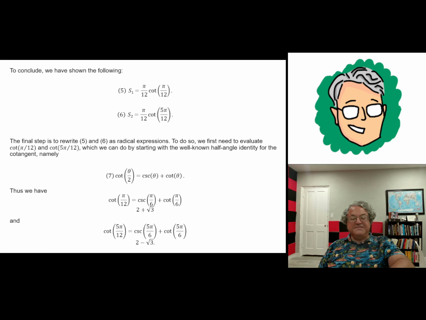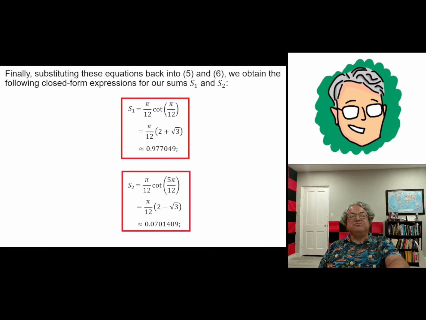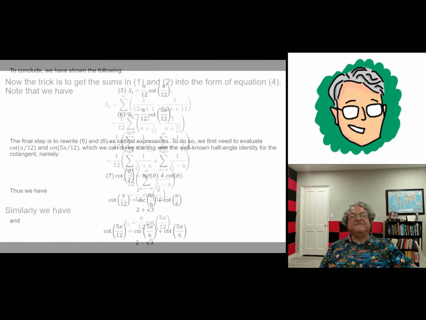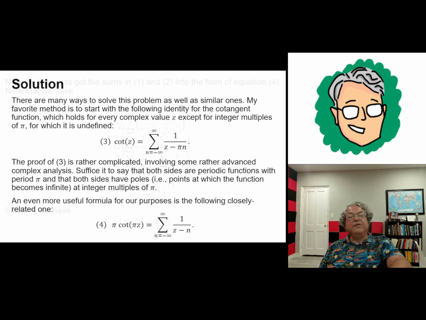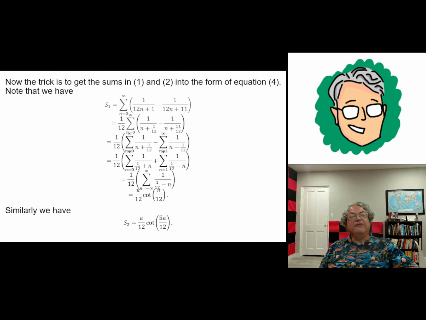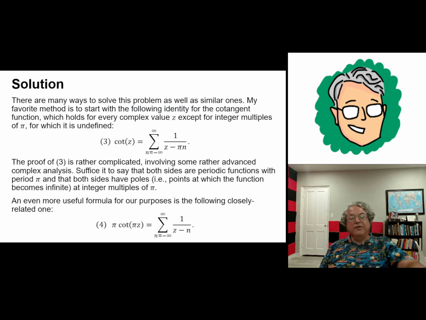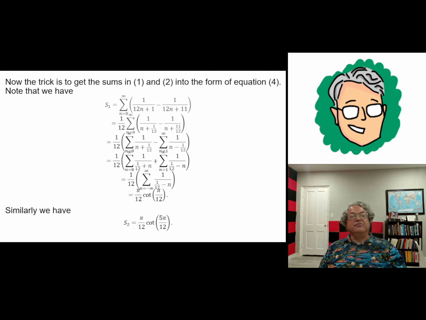So now the last step, we have these radical expressions for cotangent of pi over 12 and cotangent of 5 pi over 12. The last thing we have to do is substitute those expressions back into what we had before, namely equations 5 and 6. Maybe I'll go back to those. Yeah, I think I went too far. Did I? No, actually, we go to this equation.